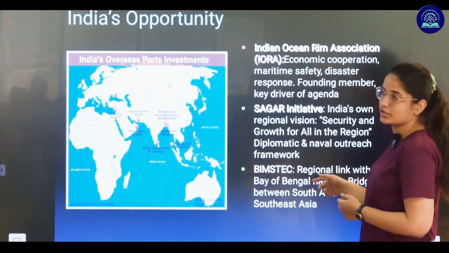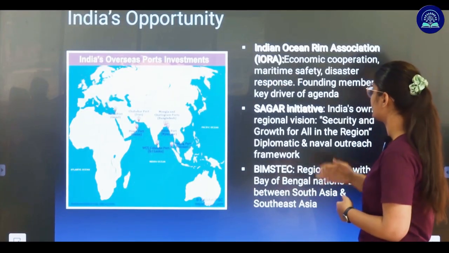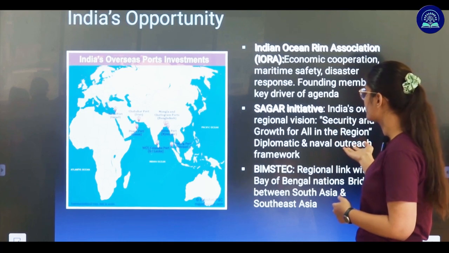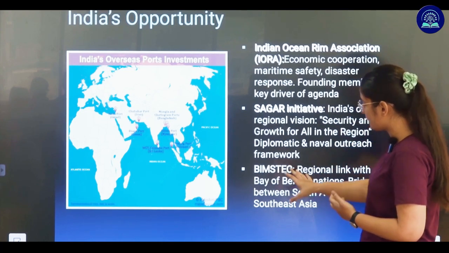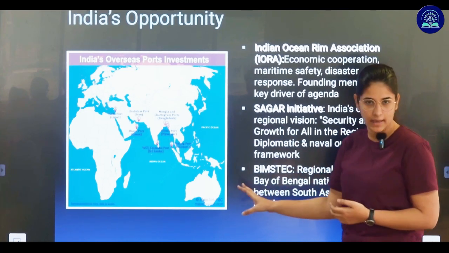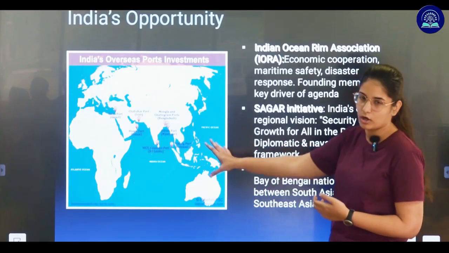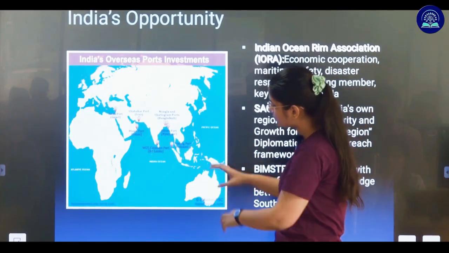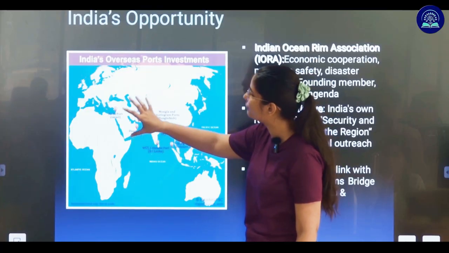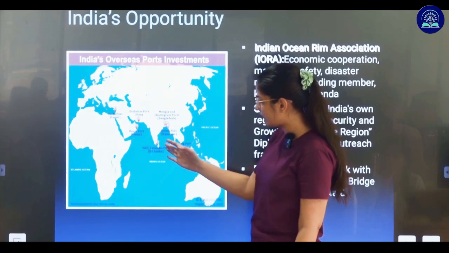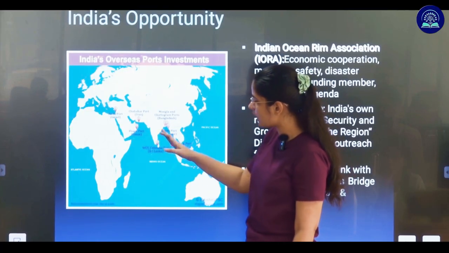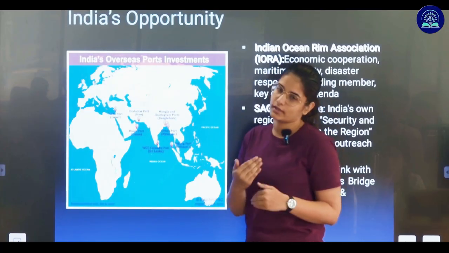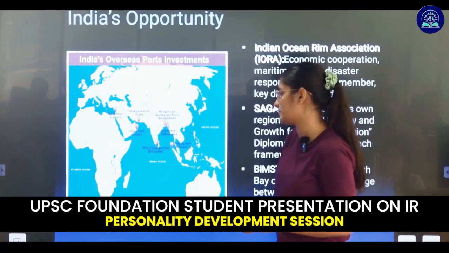These are some organizations that India is a part of: the Indian Ocean Rim Association, the SAGAR Initiative, and BIMSTEC, which does not completely cover the pan-Indian Ocean, but still covers the Bay of Bengal, which is very important for India. If we see in this map, India has also invested in a lot of overseas ports. We have Colombo Port, Sittwe Port, and others. This is again a counter to China's string of pearls policy.